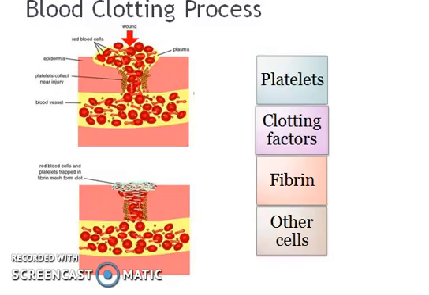Next is the blood clotting process. So platelets are activated by a chemical reaction which turns the blood thicker and more sticky. Platelets build up in the affected area, so where the wound is, and cause blood to clot. Clotting factors reinforce the platelets. The fibrin then acts as glue and pulls the wound together. The scab will then fall off when it is fully healed.